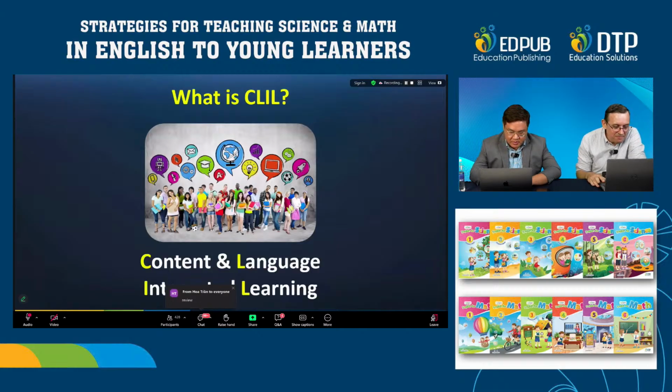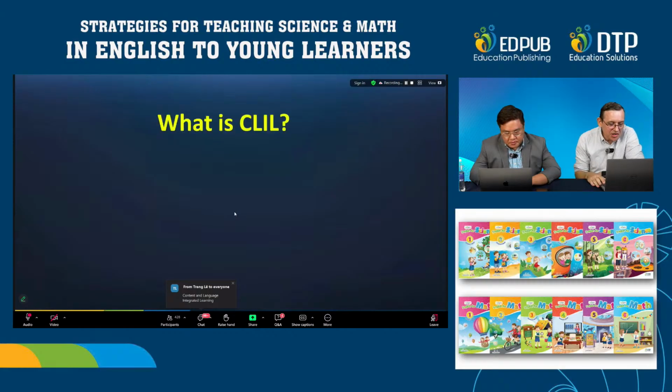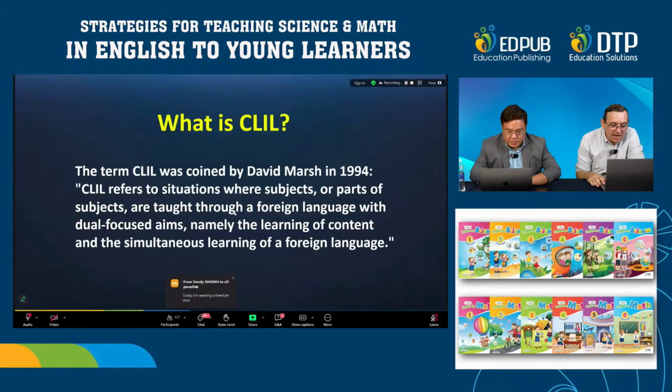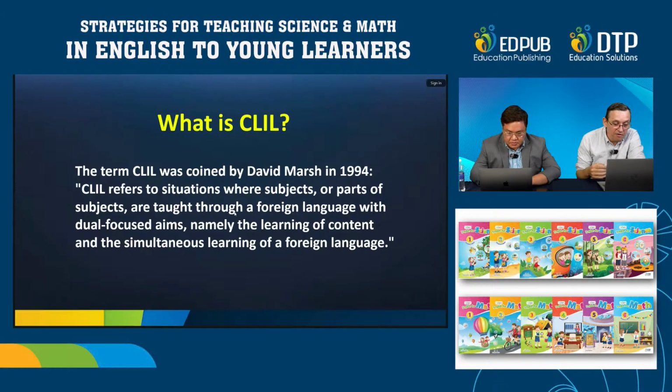So what does that mean? The term CLIL was coined by David Marsh in 1994, so it's not new. CLIL refers to situations where subjects or parts of subjects are taught through a foreign language with dual-focused aims, namely the learning of content and the simultaneous learning of a foreign language. So we're learning concepts and learning language at the same time.